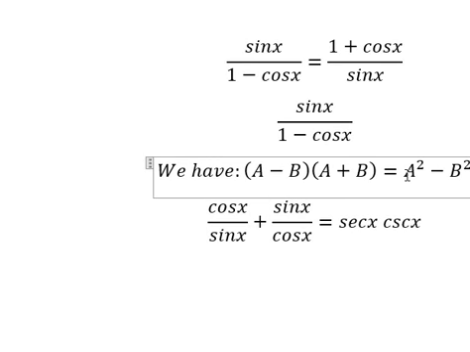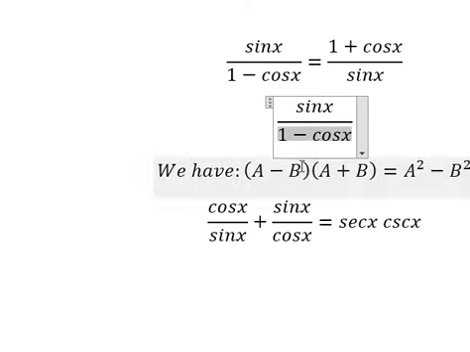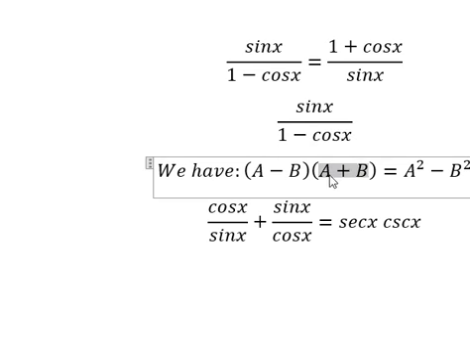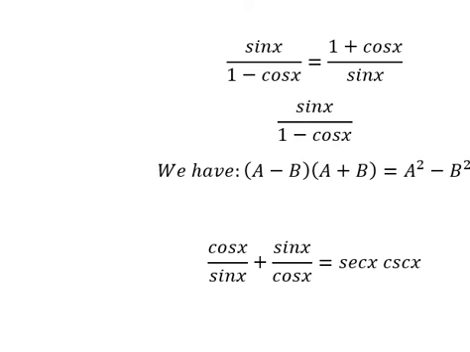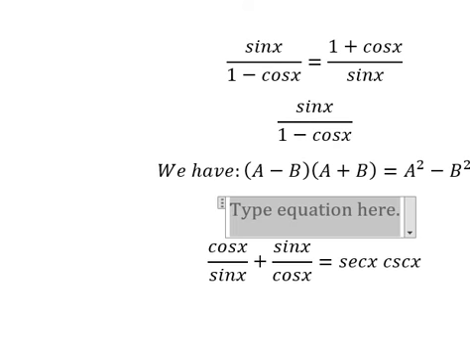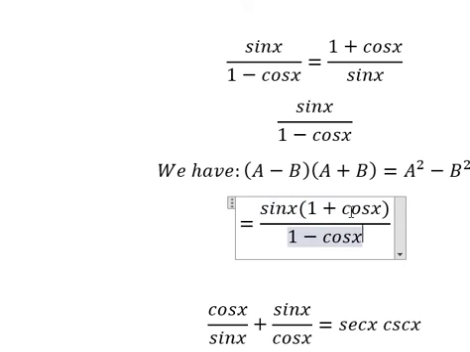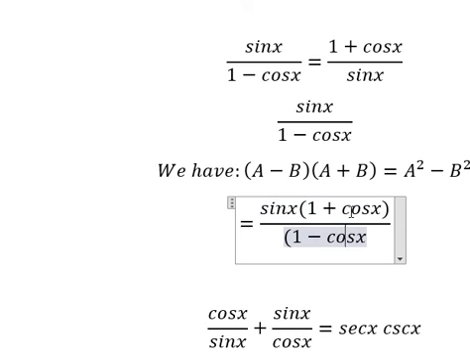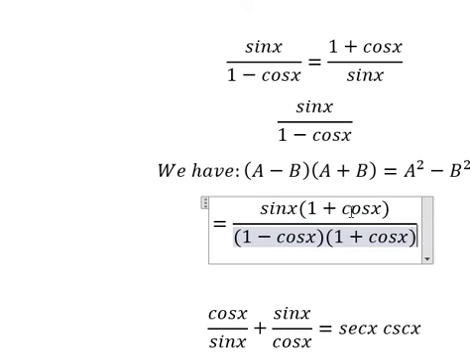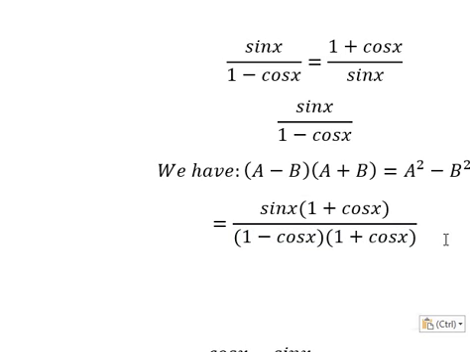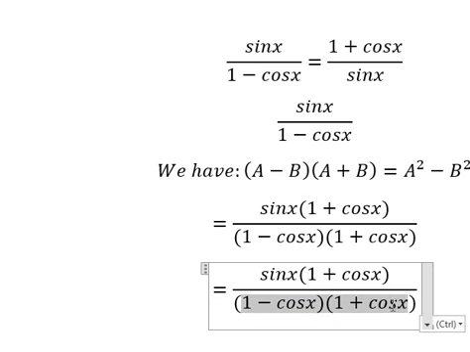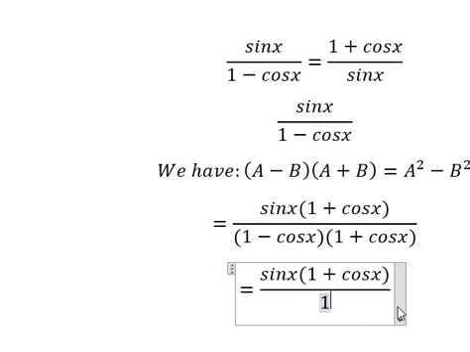I want to create a square minus b square for this one. So this is a minus b. So we need to multiply by a plus b on the numerator and denominator. So this one, that is 1 minus cosine x squared.